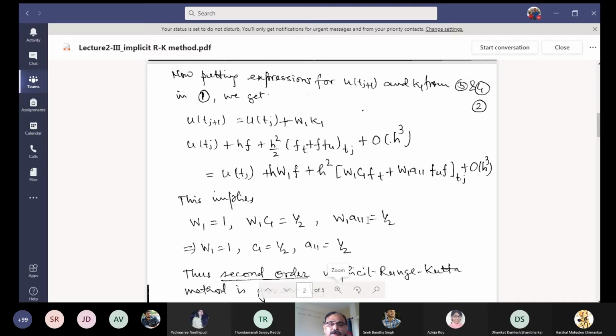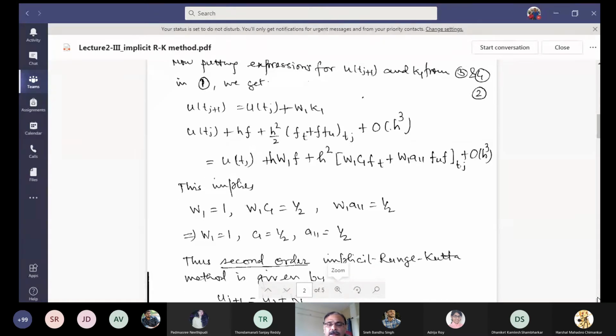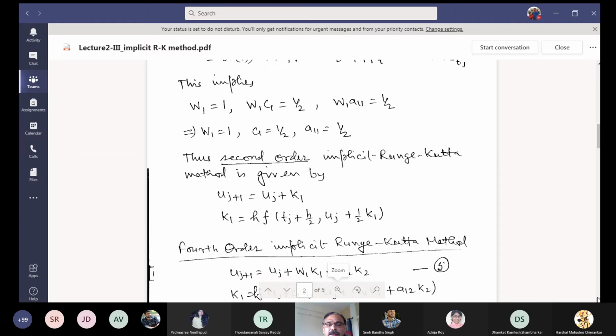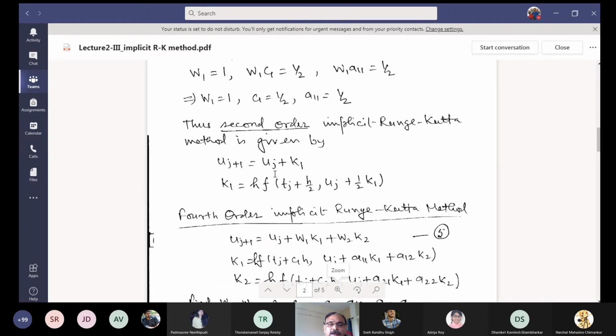So you have got three equations. w1 is 1, w1 c1 is 1 by 2, w1 a11 is 1 by 2. So finally this gives that w1 is 1, c1 is half, a11 is half. So basically a unique solution to these parameters, and that gives your second order implicit Runge-Kutta method as follows: u_{j+1} equal to u_j plus k1, where k1 is written as h into f of t_j plus h by 2 comma u_j plus 1 by 2 k1.